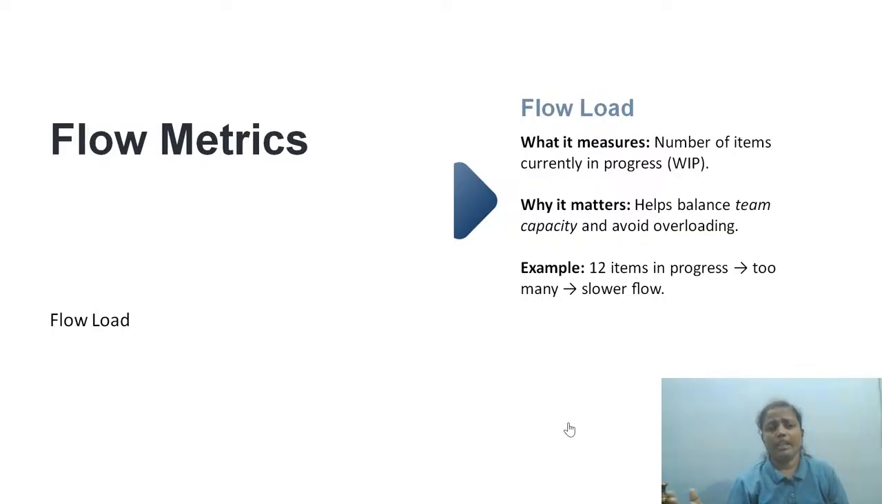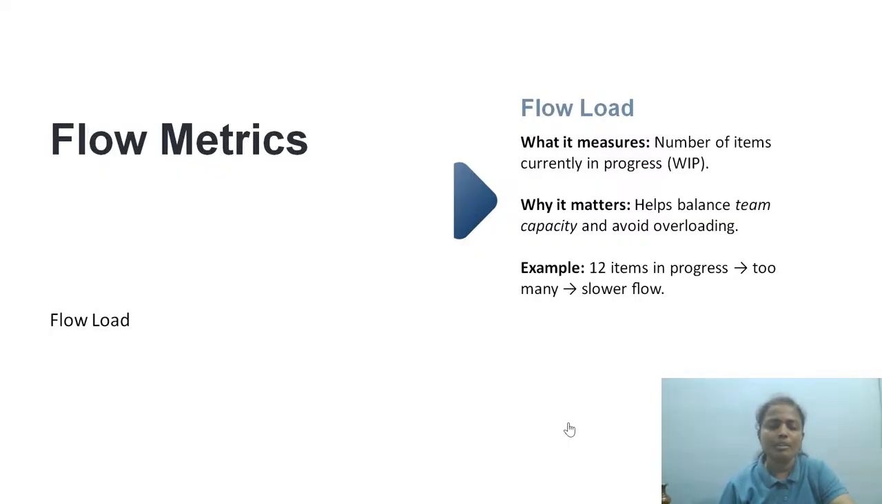Can I take 7? Can I take 8? Can I take 10? Of course, you can. But if it's a new team and you are trying to understand the right balance, please start with one person, one work item at a time. Do not overload. If you try to overload, overcommit, it will not help. 12 items in progress? Too many. For example, the team size is 5, and in-progress items are 12.